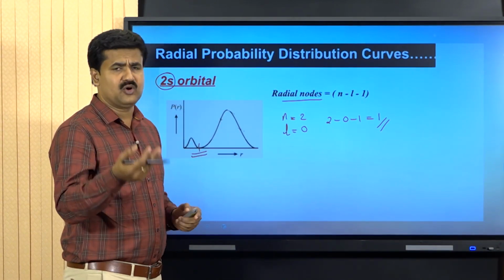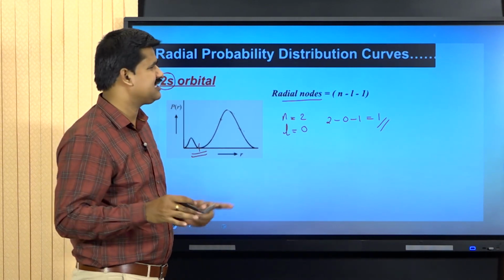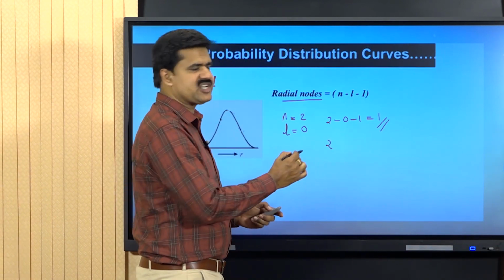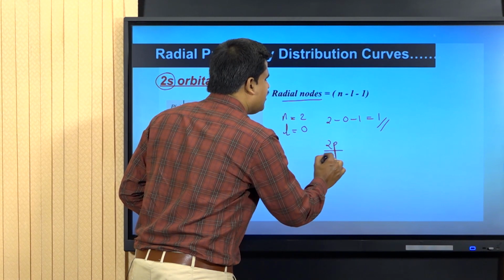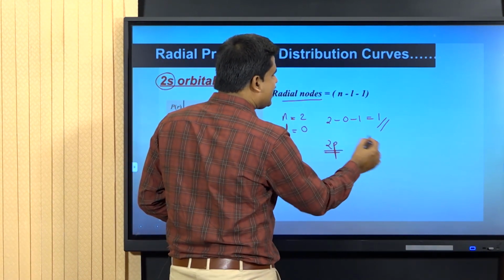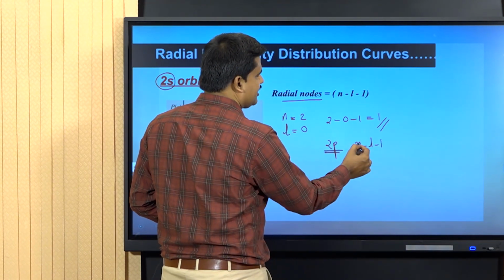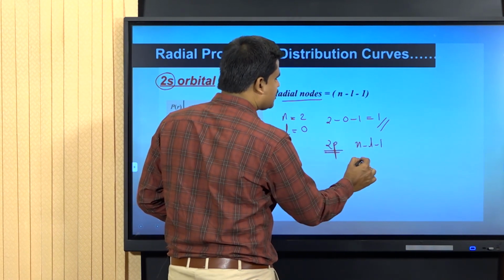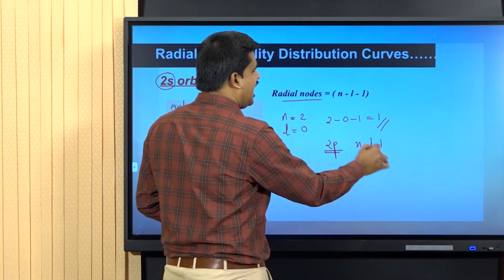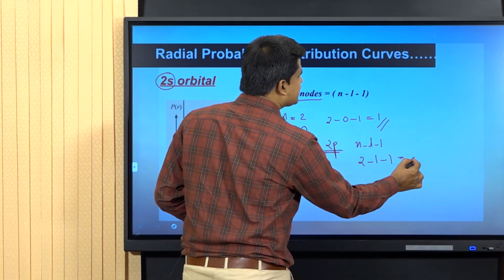Similarly, we can plot the radial probability distribution curve for 3s, 3p and any other orbitals. For instance, now I am plotting the radial probability distribution curve for the 2p orbital. First of all, I have to find out the number of radial nodes. The number of radial nodes here is again n minus L minus 1. For the 2p orbital, n is equal to 2, and for the p subshell, L is equal to 1, and again we have to subtract 1. So, 2 minus 1 minus 1, that is equal to 0.